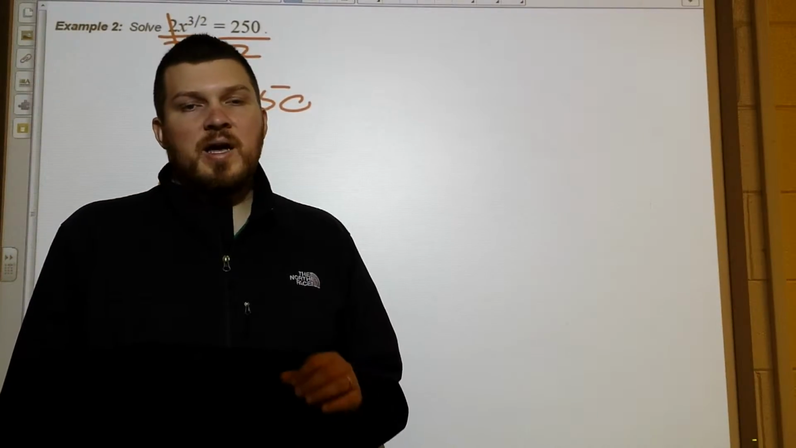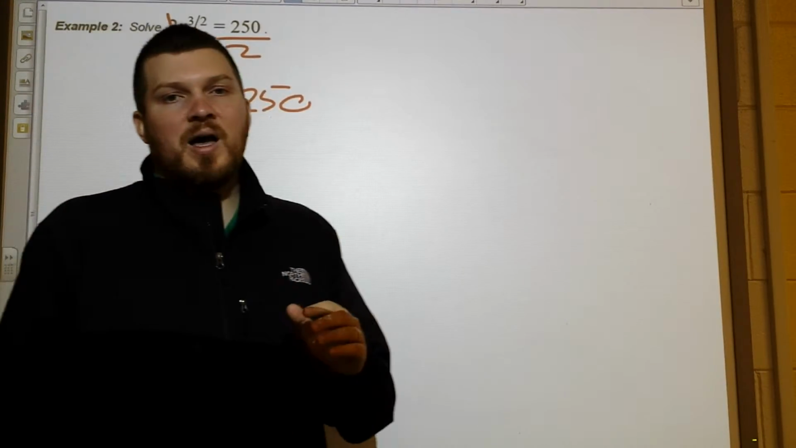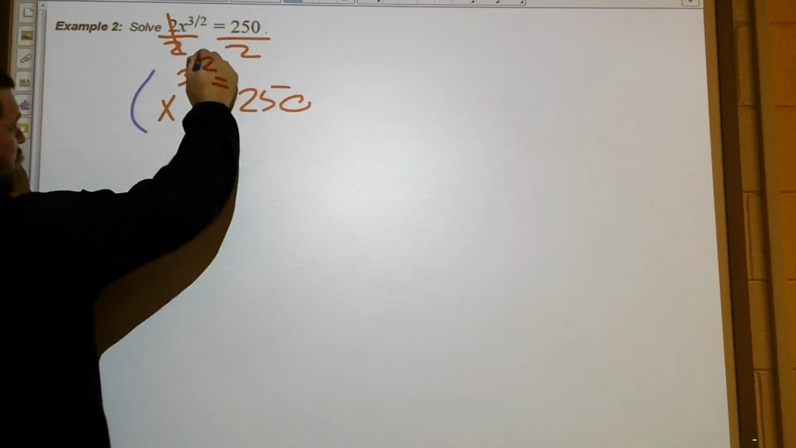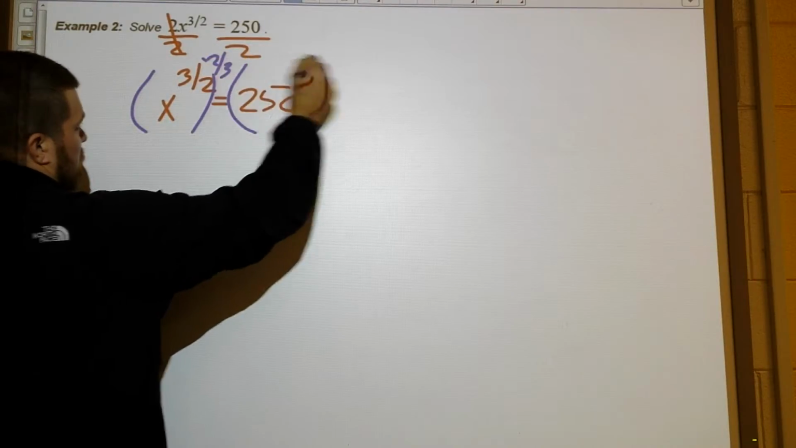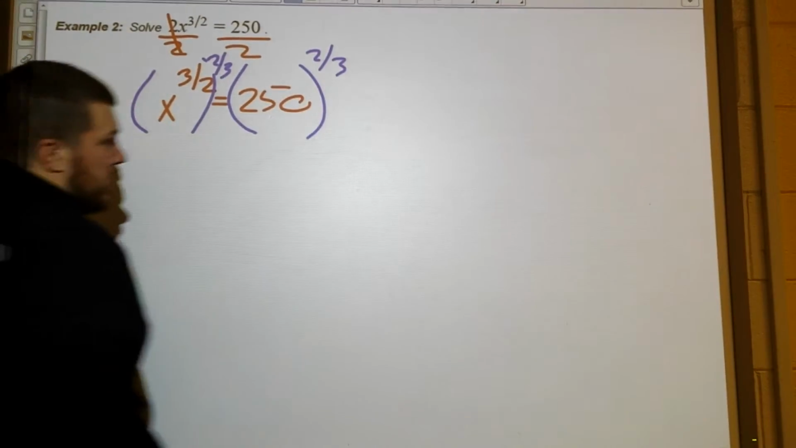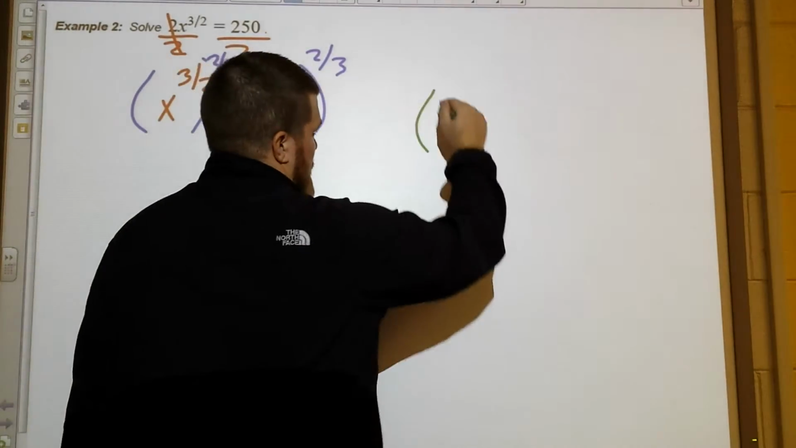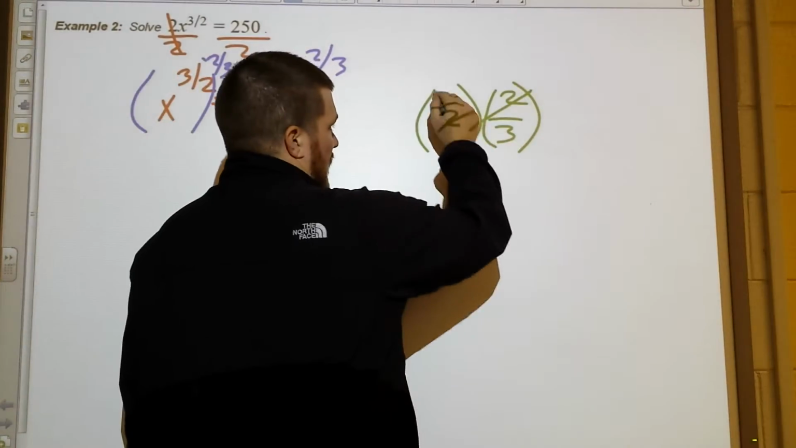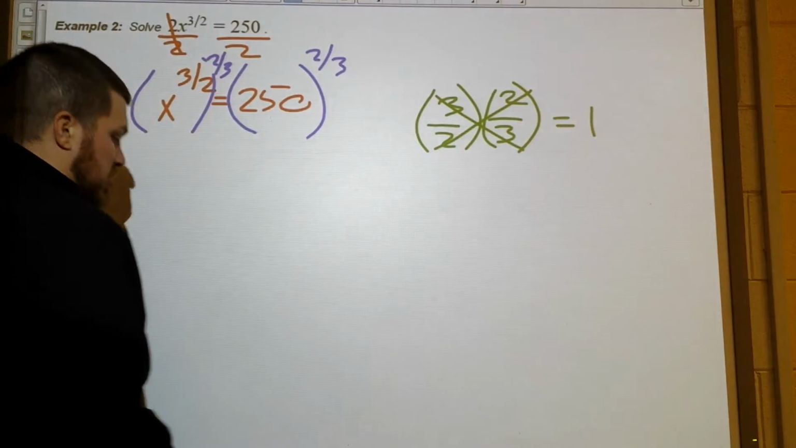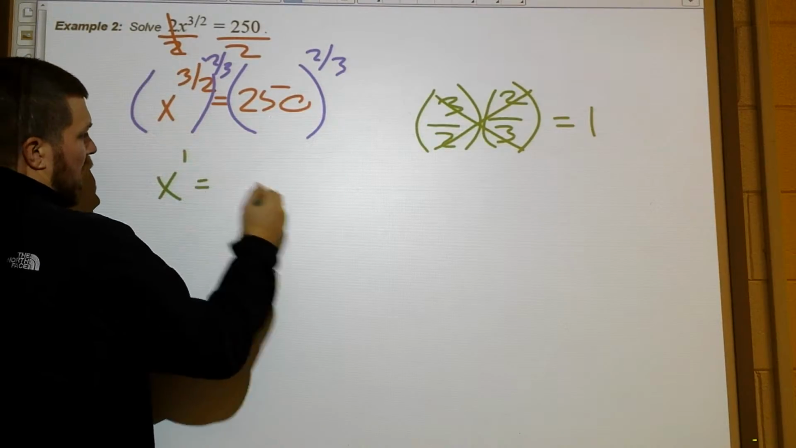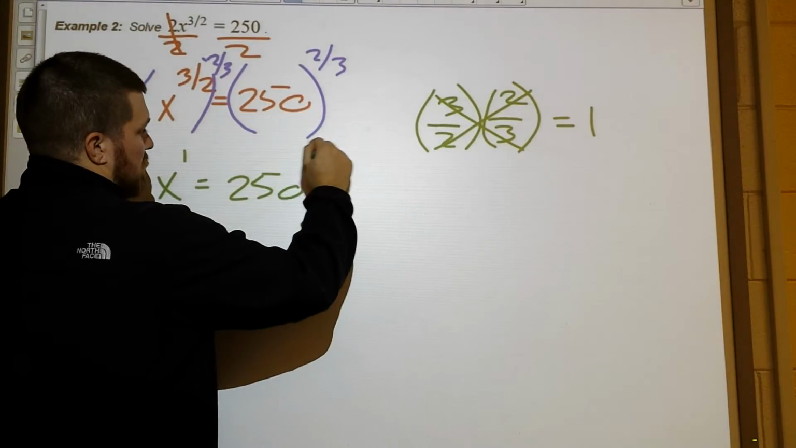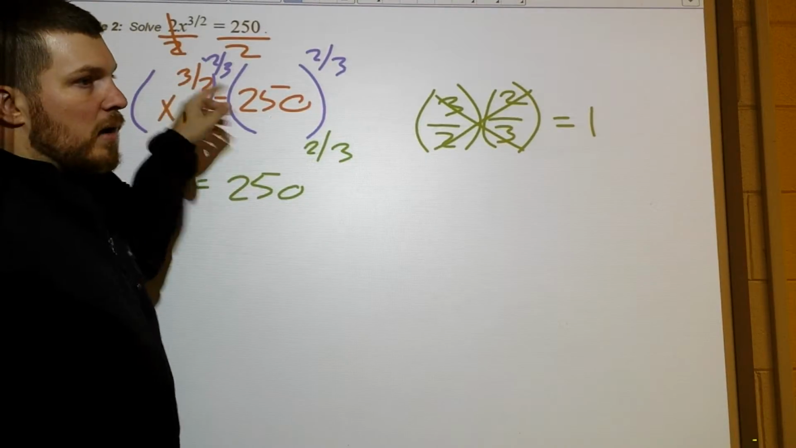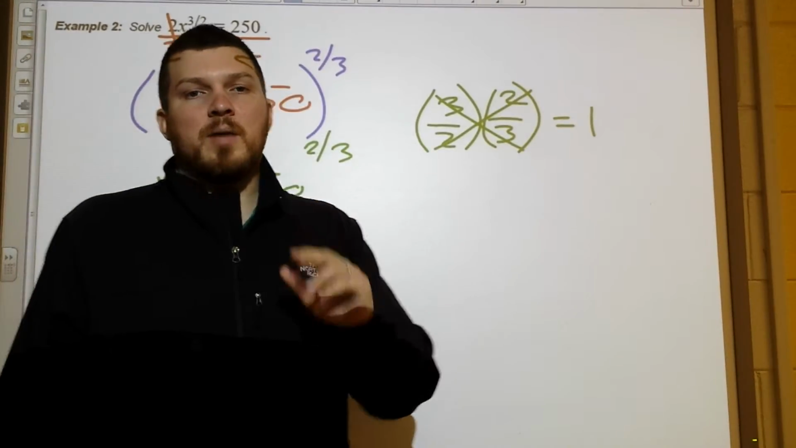You might think that's pretty challenging, but all we're going to do is raise each side to the 2/3 power. Why the 2/3 power? Because if you multiply 3/2 times 2/3, the 2's cancel out and the 3's cancel out, so all you're left with is x to the first. So x to the first power is equal to 250 raised to the 2/3 power, which is exactly what I want. Anytime you have a fraction power, to cancel it out, you just flip the fraction and do that power on both sides.